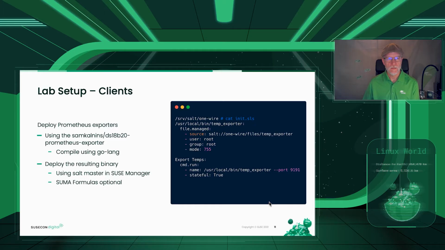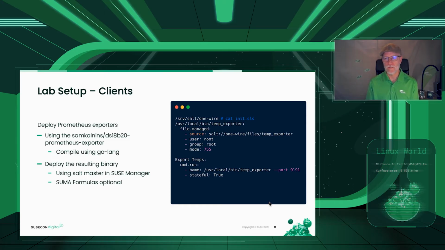Now, for my clients, I needed to get that temperature exporter out to each one. I found that GitHub project, and it needed to be compiled. So using Golang, I was able to compile the exporter. Once I had it compiled, I was able to deploy it. I used SUSE Manager again to deploy it using a salt state. I created a formula for this, which I will show you later as well.